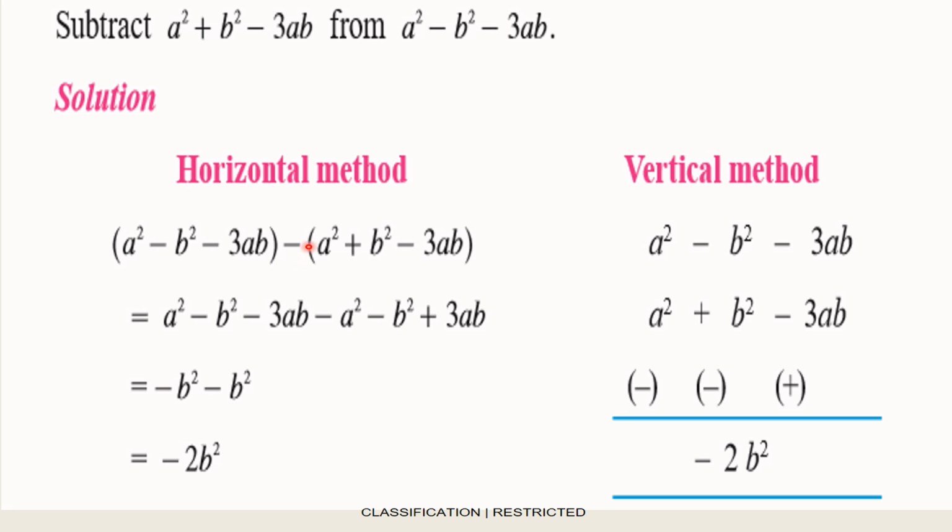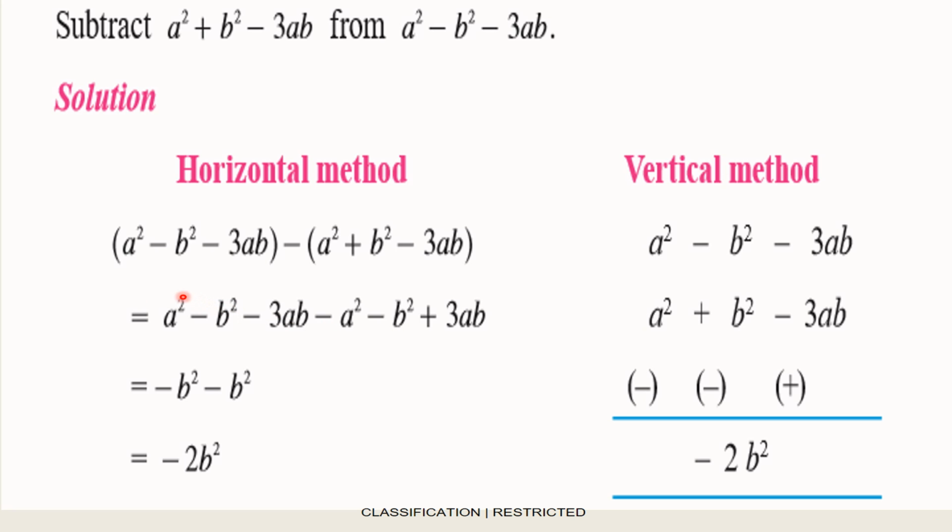Next, change the sign. Minus into a squared: minus a squared; minus into b squared: minus b squared; minus into minus plus 3ab. Otherwise, you can say, what is the additive inverse of a squared? Minus a squared. B squared: minus b squared. Minus 3ab plus 3ab, after grouping like terms.